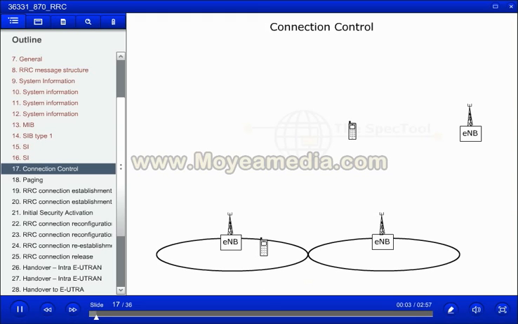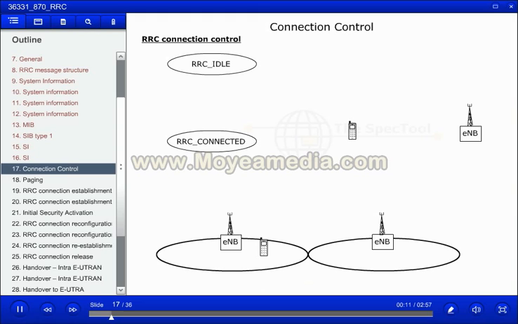Connection control includes RRC connection establishment, at which the UE changes from being RRC idle to RRC connected, and signaling radio bearer 1 is established. The establishment is initiated by the UE, but can be triggered by the network through a paging message. RRC connection release, a procedure initiated by E-UTRAN in order to order UEs to leave the RRC connected state and enter RRC idle state. Reasons for this could be that the UE is inactive for some time.